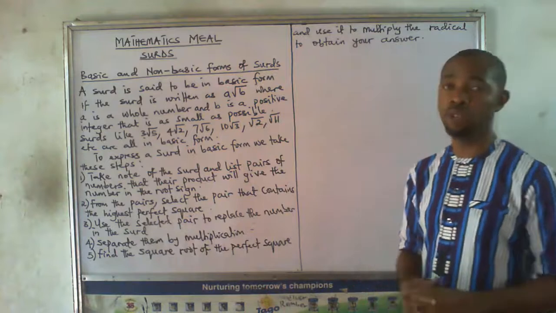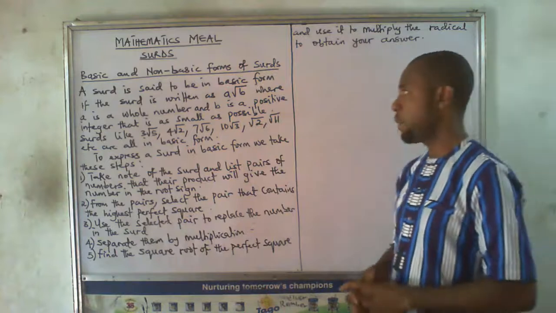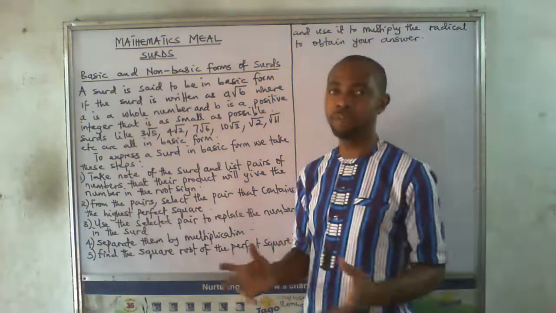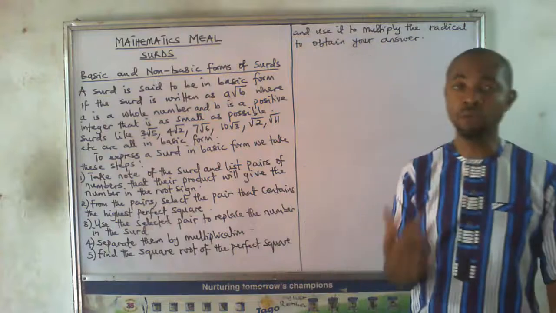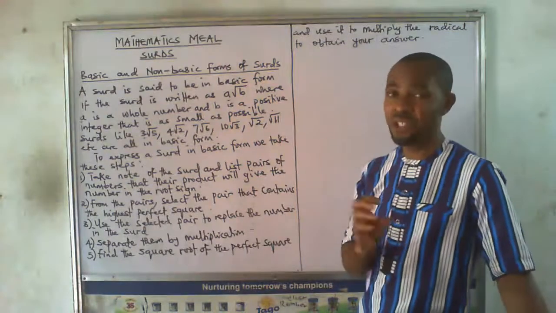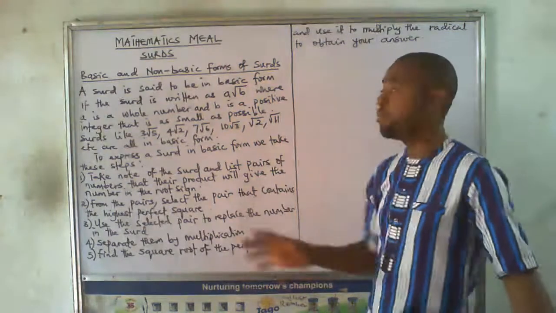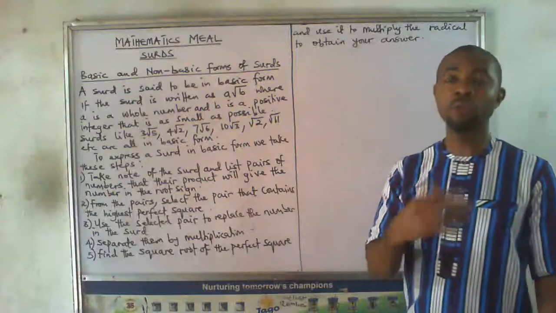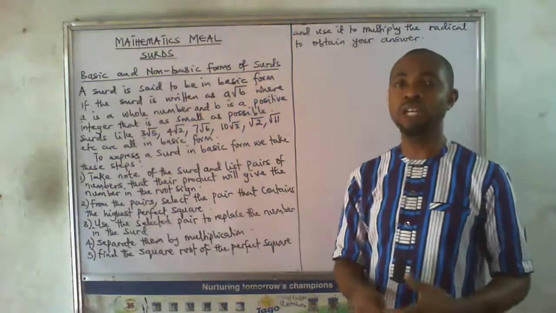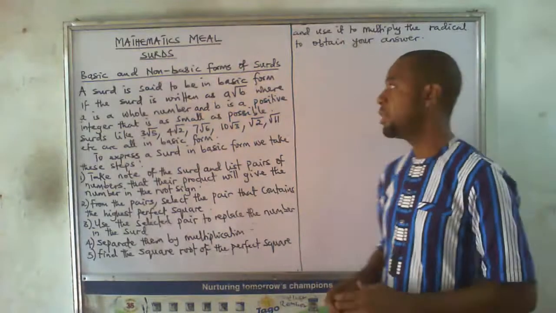All right. Basic and non-basic forms of surd. That's what we want to dwell on today. Now, when is a surd said to be in basic form? That's the first question we need to answer. When can we say that a surd is in basic form? Because when we know when a surd is in basic form, then we can know how to express a surd in basic form.